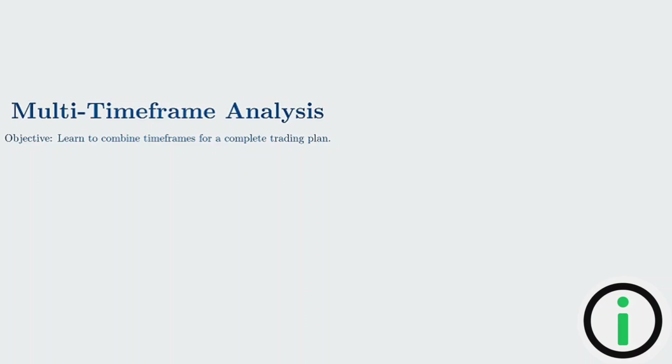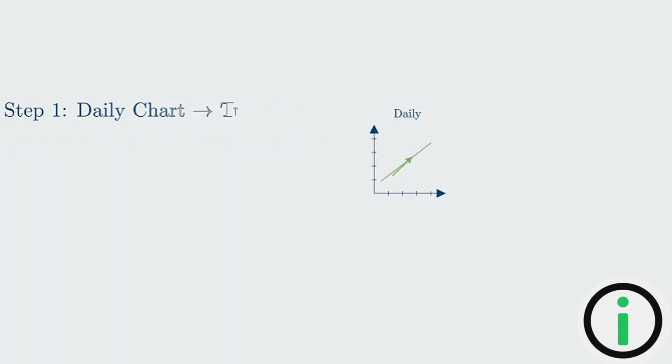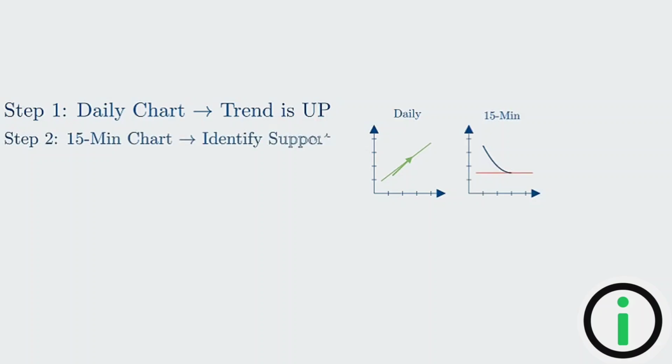Let's look at a step-by-step example. Step 1. Look at the daily chart. We see the price has been making higher highs for a month. The trend is up. We are only looking for buy opportunities today. Step 2. Switch to the 15-minute chart. We notice the price is currently dropping toward a previous support level. We wait for it to touch that line.